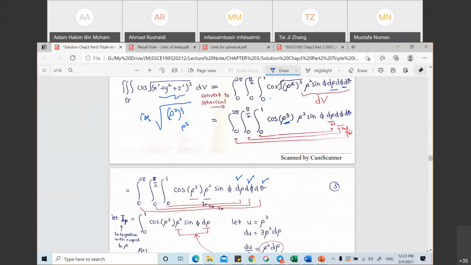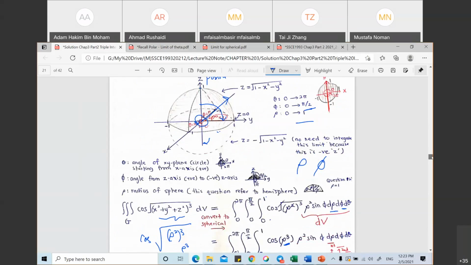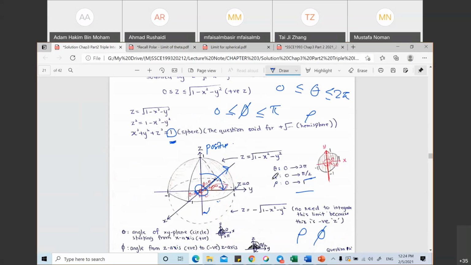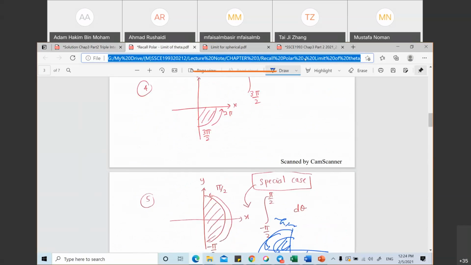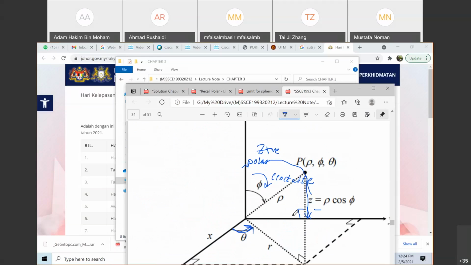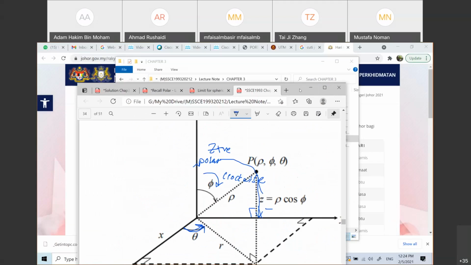Doctor, why can the phi not be 0 to 2 pi? About the phi, right? Yes, this phi. Okay, the maximum of phi is just 0 to pi. Why cannot it go until 2 pi?